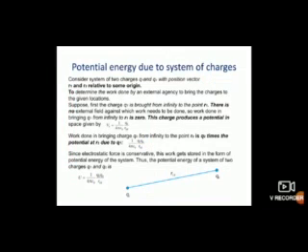Children, now in our next slide we are going to see potential energy due to a system of charges. In the diagram, you can see there are two charges Q1 and Q2 separated by a distance R12, and this is the system of two charges. For this system of two charges, we are going to find the potential energy.